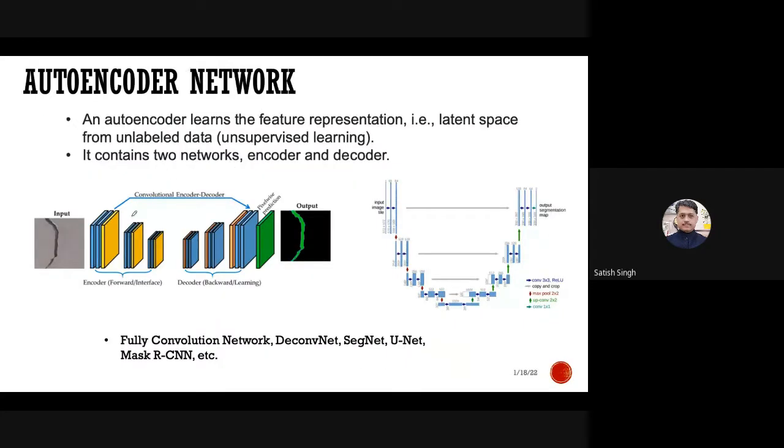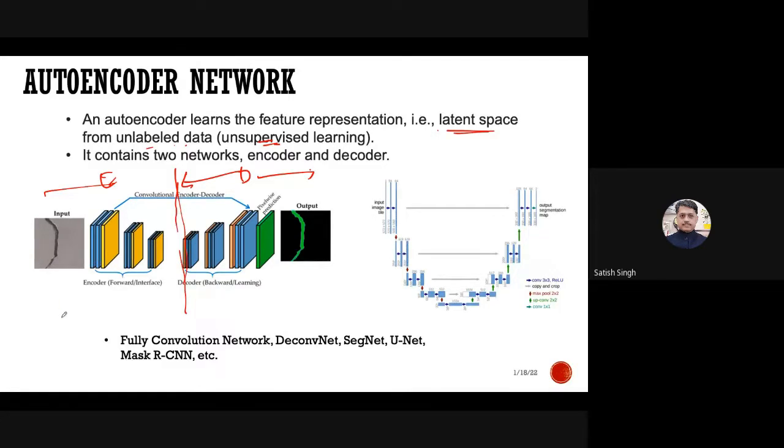Autoencoder network, I have already told that an autoencoder learns the feature representation, this latent space, from unlabeled data, so basically in an unsupervised manner. It contains two networks. One is the encoder. So this part will be treated as the encoder part, and this part is treated as the decoder. So encoder and decoder will learn together. And after a certain time, you simply disassociate them.